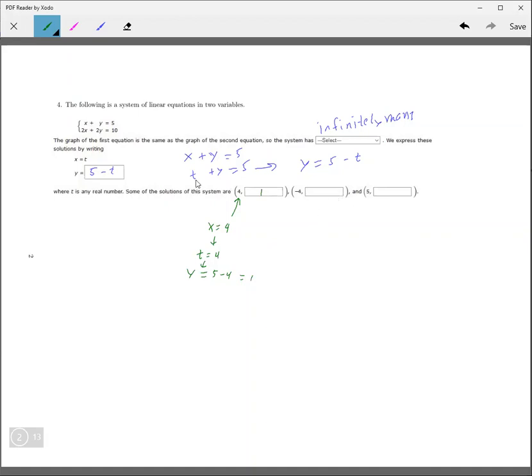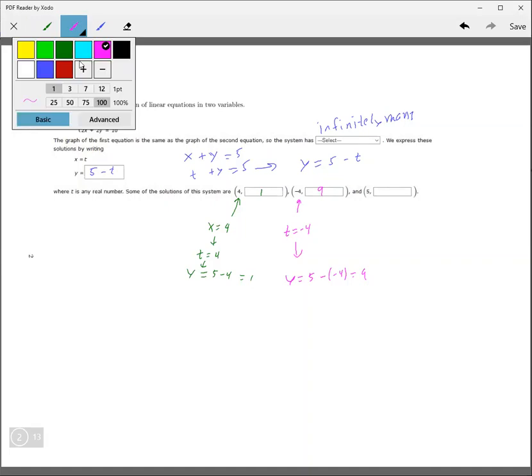Okay, so that will be one solution, which is the one point on this line here. Here, again, this is going to mean that t is -4. And so y will be 5 minus -4. That's going to be 9. So -4, 9 will be a solution.